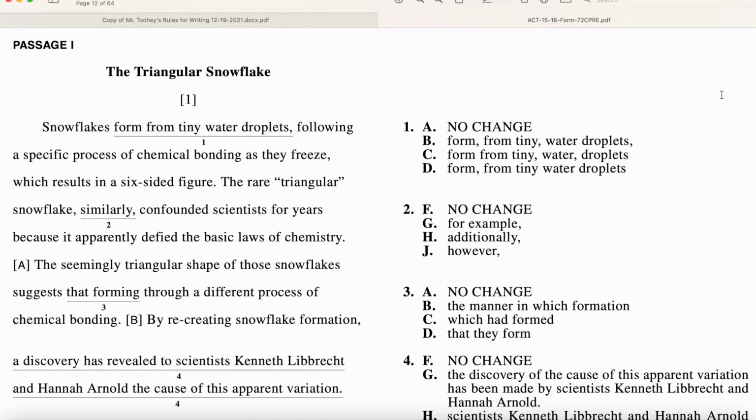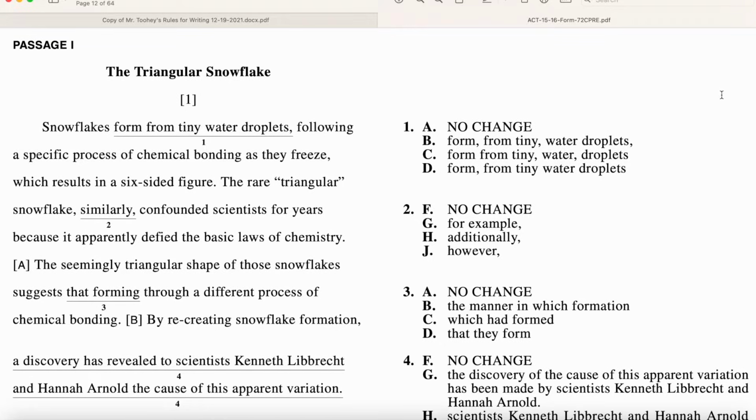Snowflakes form from tiny water droplets following a specific process of chemical bonding as they freeze, which results in a six-sided figure. Okay, I'm going to stop you real quick, Abdul. What did you think about answer choice A? How did that sound to you so far? Snowflakes form from tiny... It has unnecessary pauses. Where's the unnecessary pause there, do you think? The comma after snowflakes form. Well, there's no comma after snowflakes form.